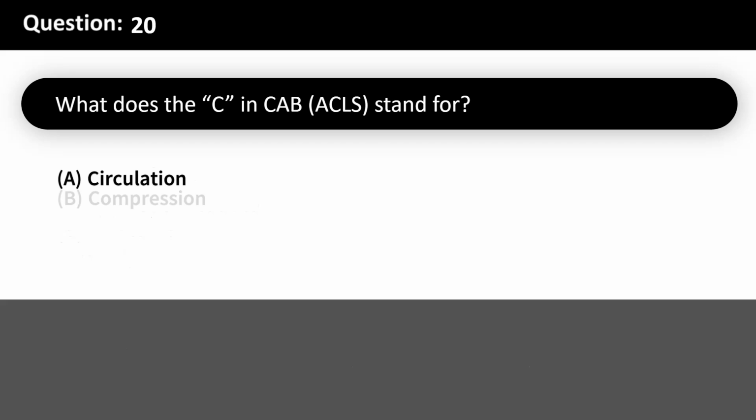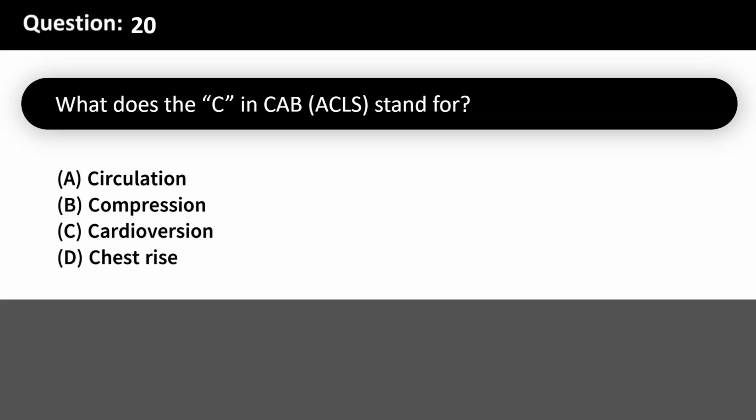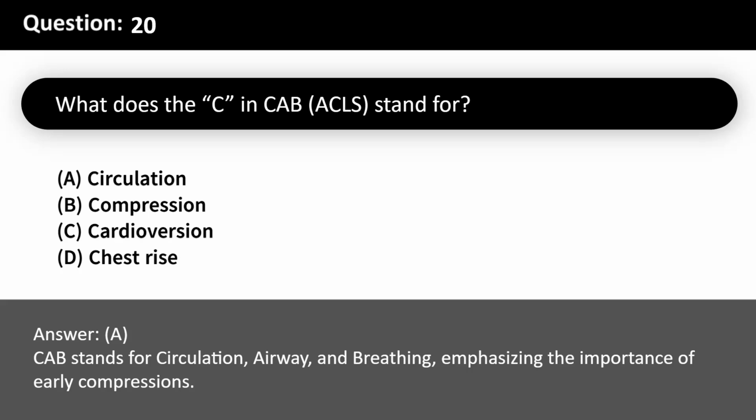What does the C in CAB, ACLS, stand for? A. Circulation. B. Compression. C. Cardioversion. D. Chest rise. Answer, A. CAB stands for circulation, airway, and breathing, emphasizing the importance of early compressions.